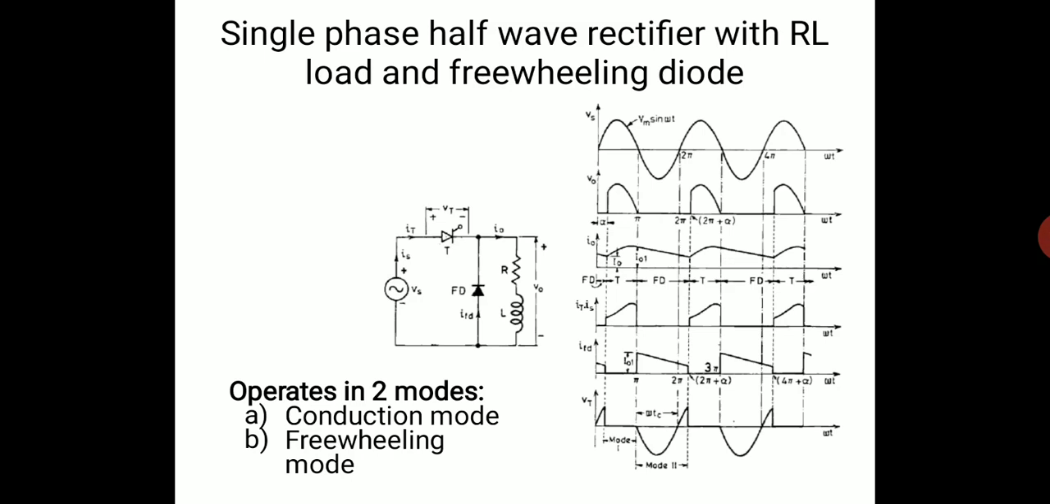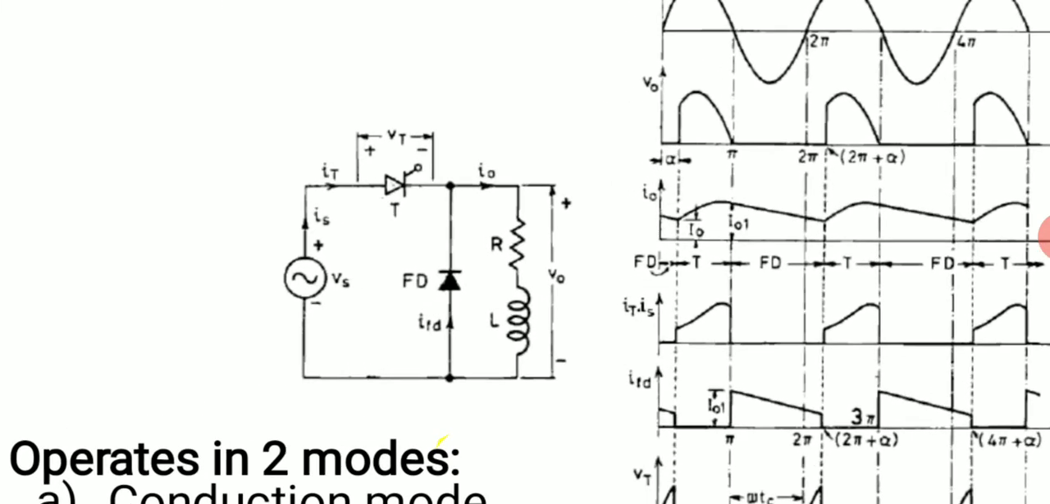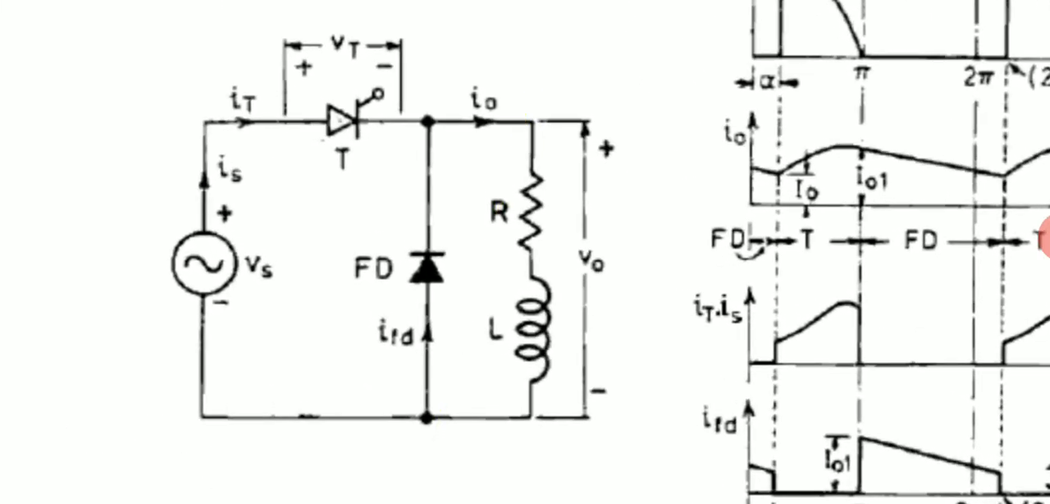In this lecture, we will be discussing single phase half wave rectifier with RL load and freewheeling diode. In our previous lectures, we have already discussed a single phase half wave rectifier with RL load. And here we have connected a freewheeling diode as well. If you observe the circuit diagram, then we have connected a diode FD across the RL load. This diode here is called as freewheeling diode.